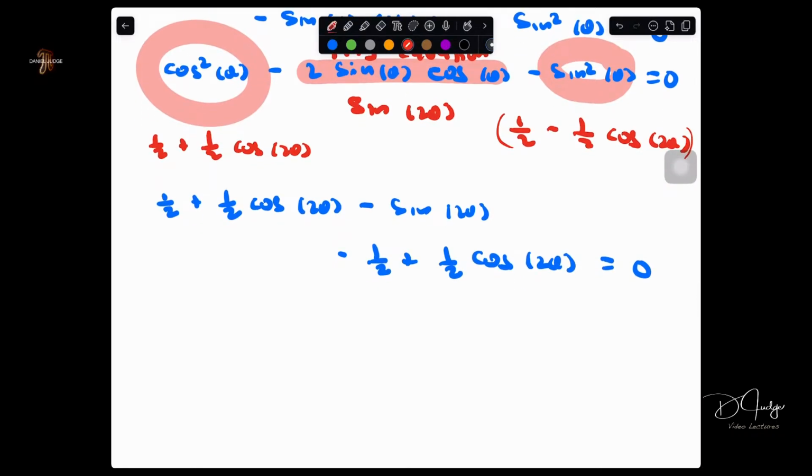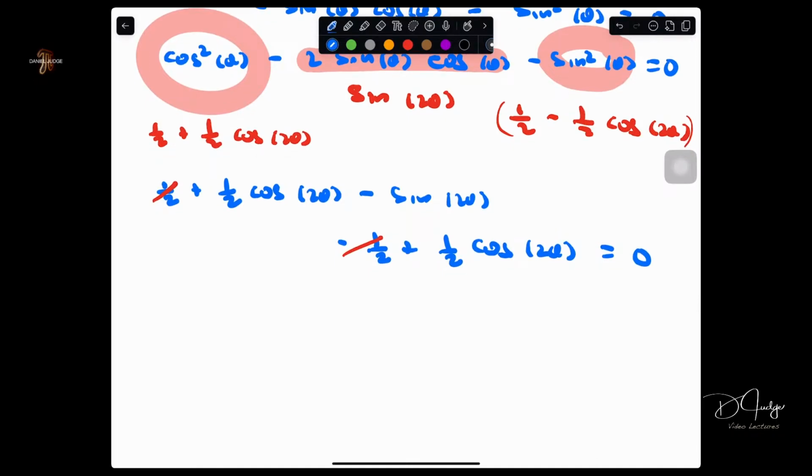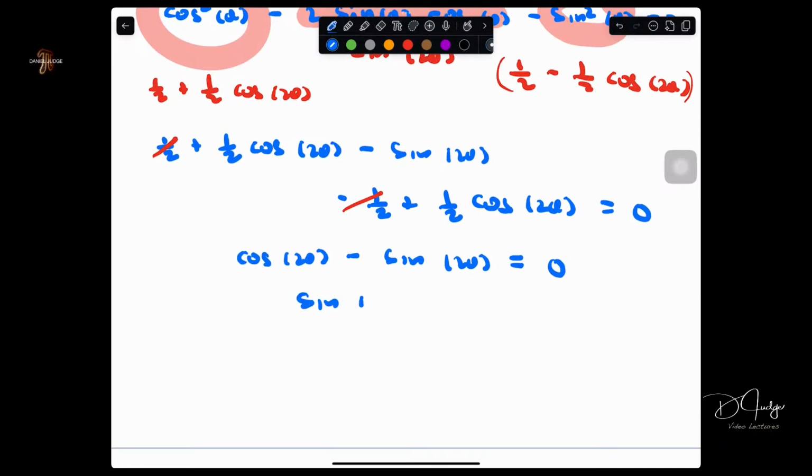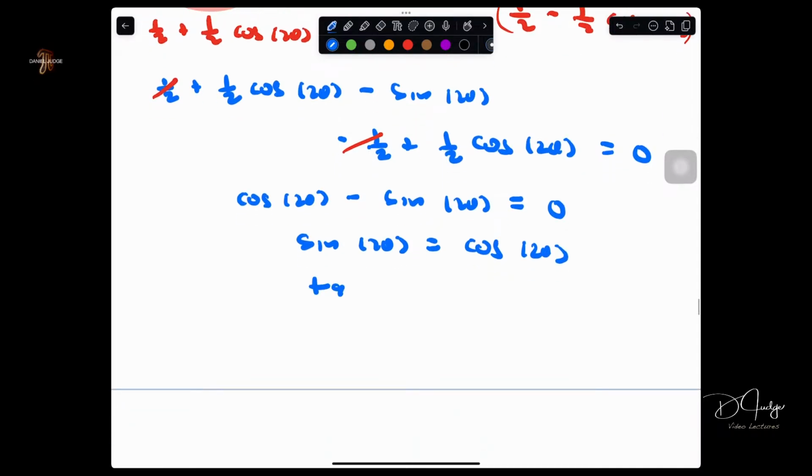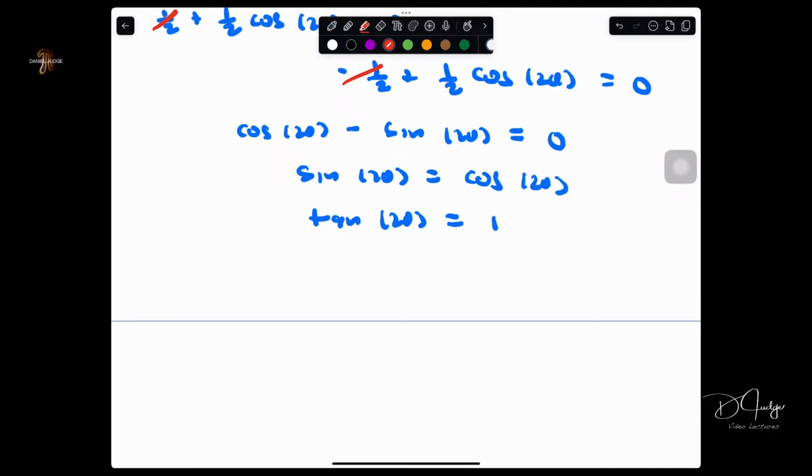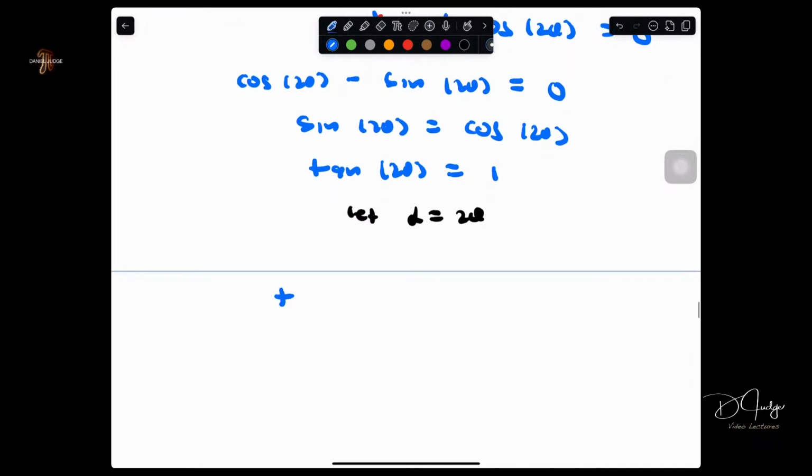Now, similarly, your 1/2s go away. And now we get 1/2 cosine double theta plus another 1/2. That's going to be cosine double theta minus sine double theta equals 0. And again, solve for sine double theta. This is the classic representation of tangent double theta equal to 1. And again, solving your trig equation, let alpha be double theta. So you really have, again, tangent of alpha being positive 1.